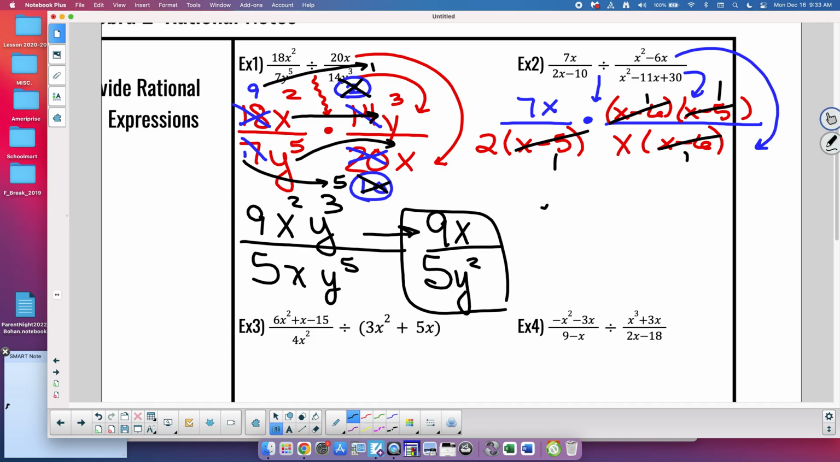Look at the monomials. 7 times x, 2 times x. Yeah, the x's are gone. Okay, guess what? Number-wise, 7 over 2. Binomials left over? None. Oh, we're done. That's the answer, guys. I thought there was more to it.